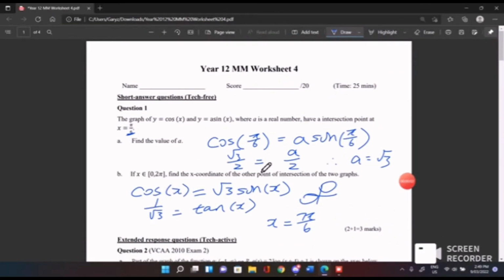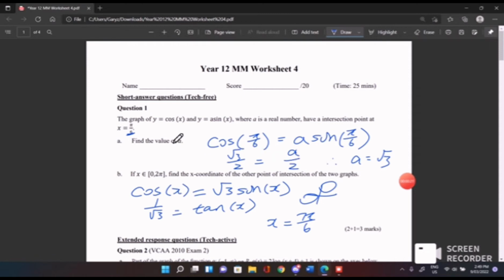Hello everyone. So I'm just gonna quickly go through the answers for the Year 12 Mathematical Methods Worksheet 4. Alright, let's start. So question 1. As you can see, I have all my working out listed, but I'll quickly go through my thought process of how I work through each question.